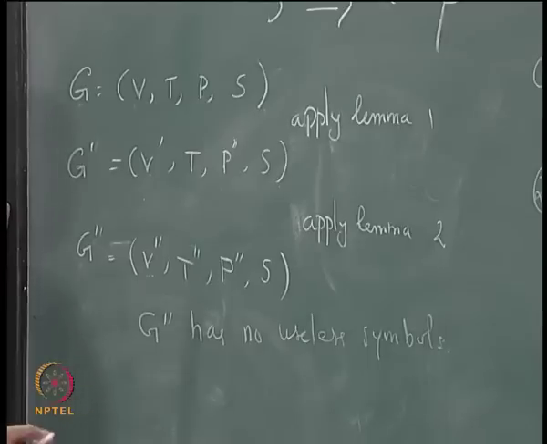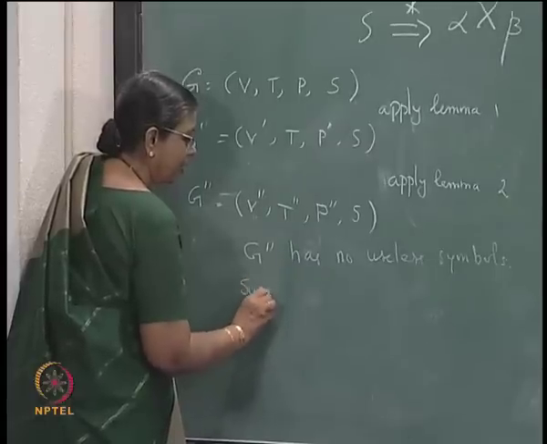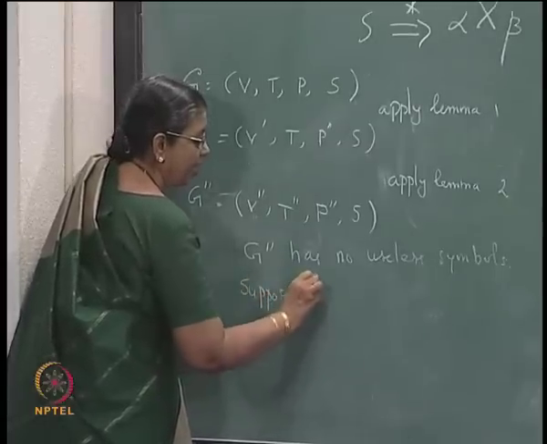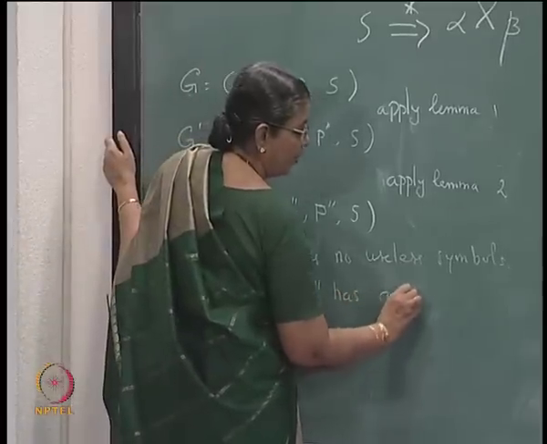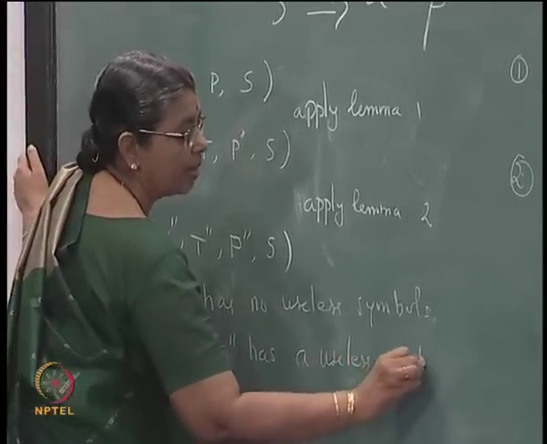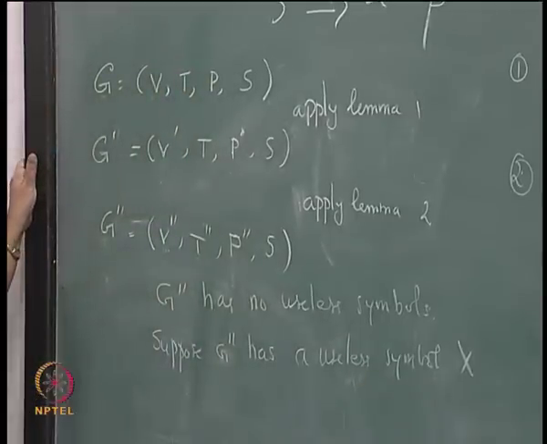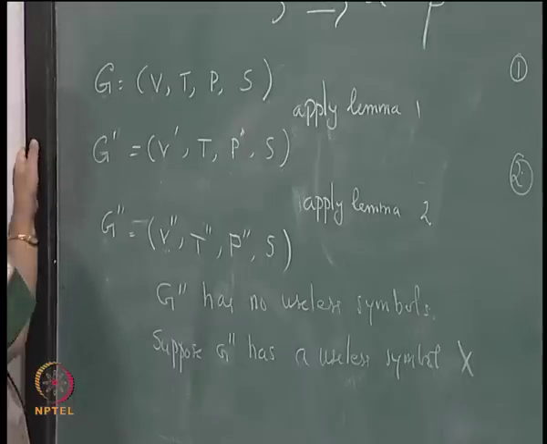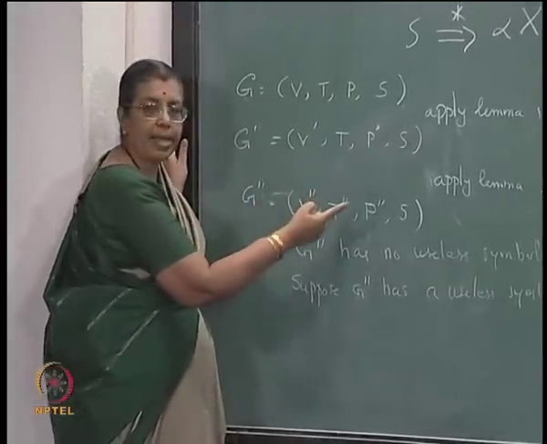We will prove it by a reductio ad absurdum type proof. Suppose G2 dash has a useless symbol. Suppose it has a useless symbol X. Then G2 dash is obtained from G dash by applying lemma 2.